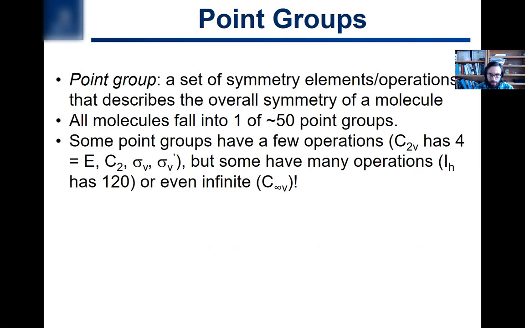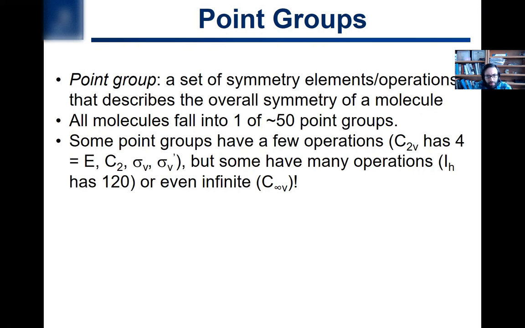Some point groups have only a few operations. For example, there's a point group called C2v, and that has only 4 operations. It has an identity, it has a C2 principal rotation axis, 180 degrees, and it has 2 mirror planes. Here I've distinguished them: one I've called sigma v, the other sigma v prime. They're in 2 different locations, but they're both vertical mirror planes.